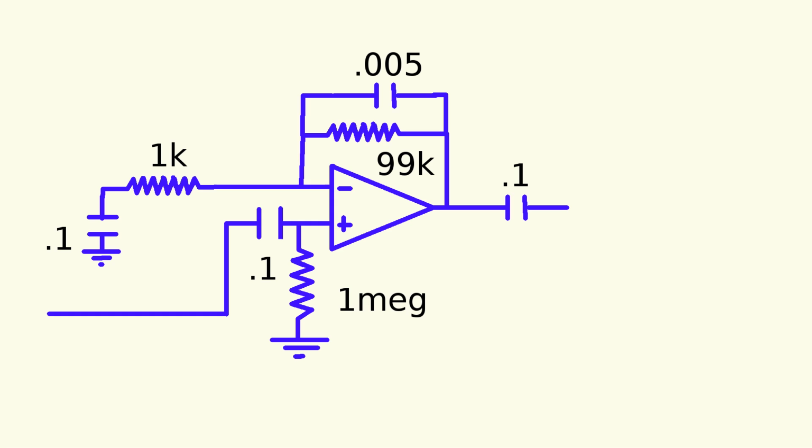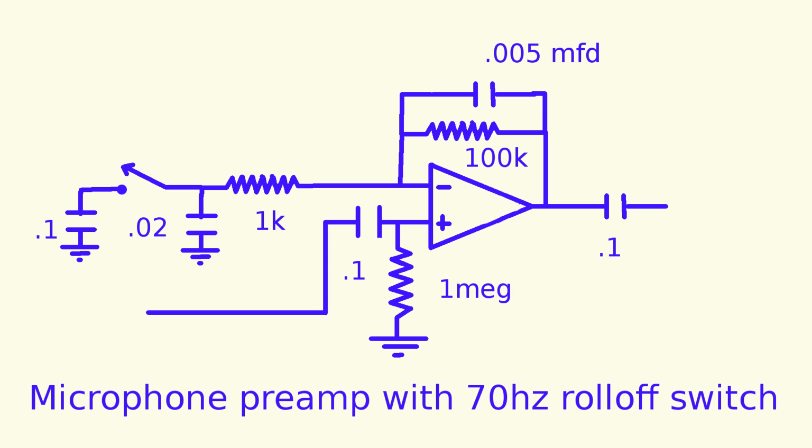Here's the response of the network by itself. Here is the response of the amplifier. The amplifier is designed to amplify only audio signals, classically 20 to 20,000 Hertz. Often microphone preamps have a switch to attenuate frequencies below 70 Hertz or so. Here is a circuit to do that.